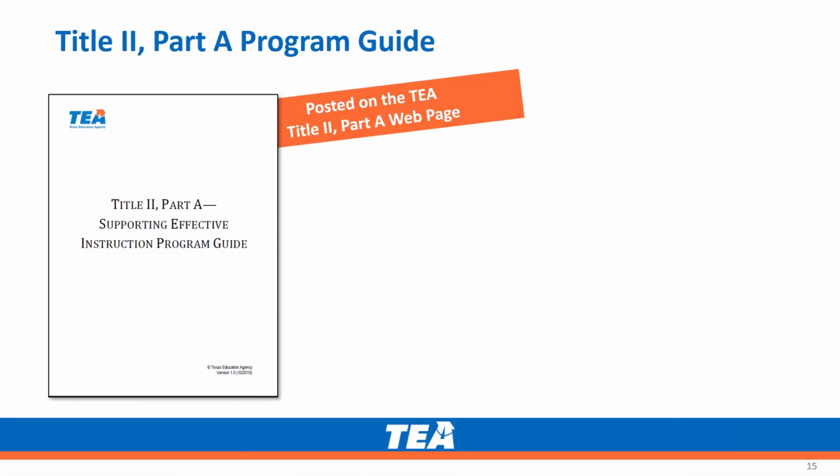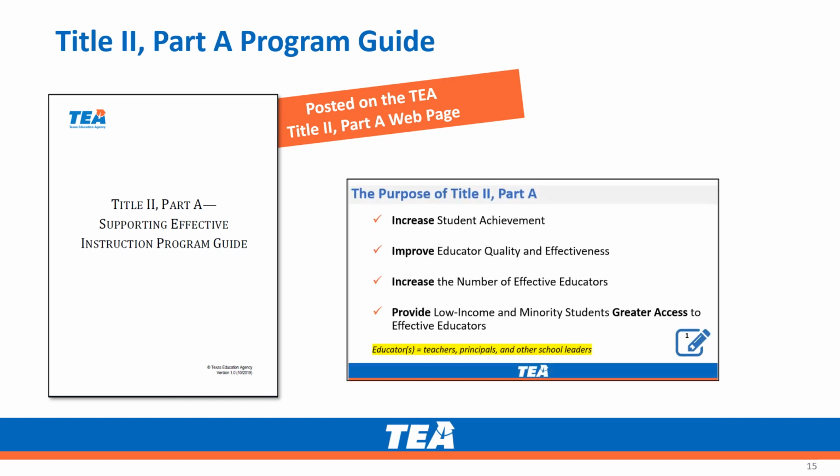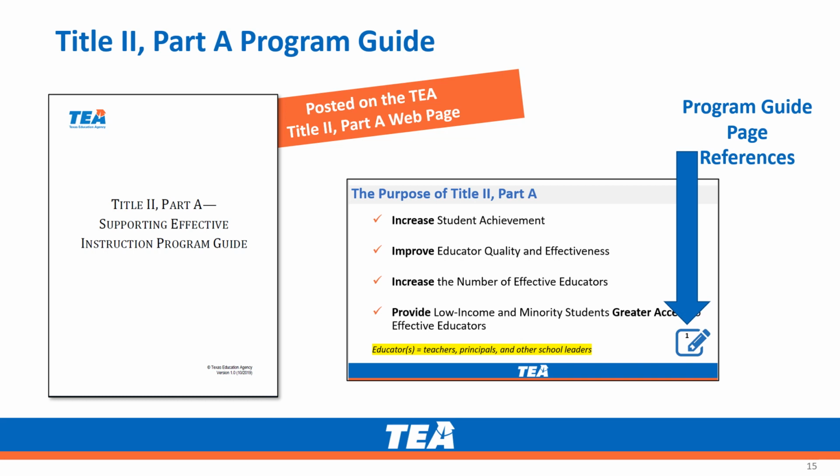The program guide is based on the program-specific provisions and assurances, but we have tried to present the information in a more user-friendly manner. Where the language of the provisions and assurances is straight out of statute, the program guides are generally easier to read. We'll be referring to the specific pages of the Title II program guide during the rest of this presentation. When a slide refers to information found in the program guide, there will be a page number referenced in the lower right-hand corner of the slide.